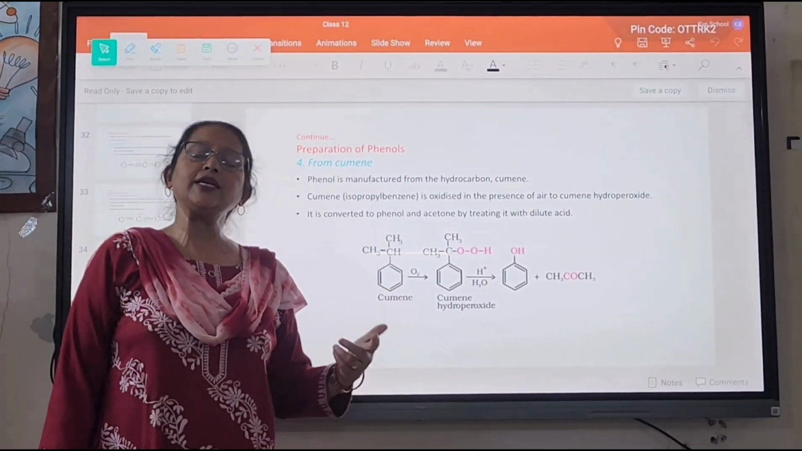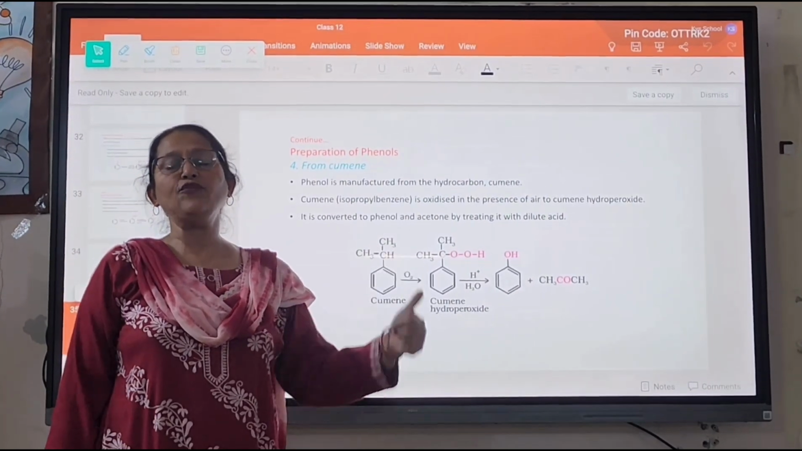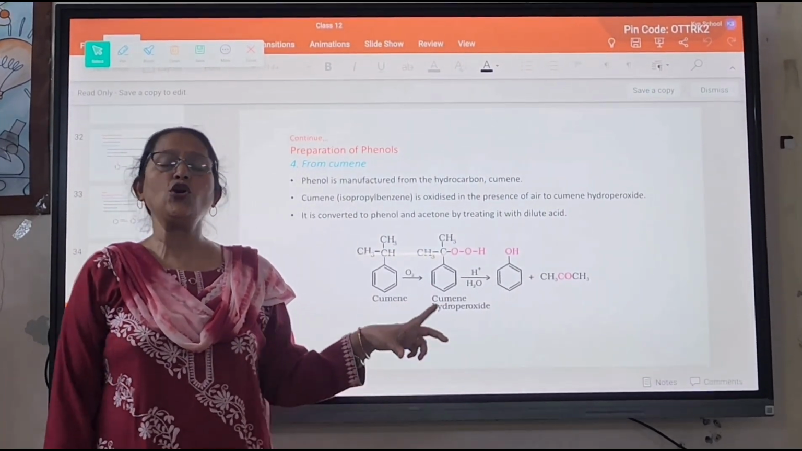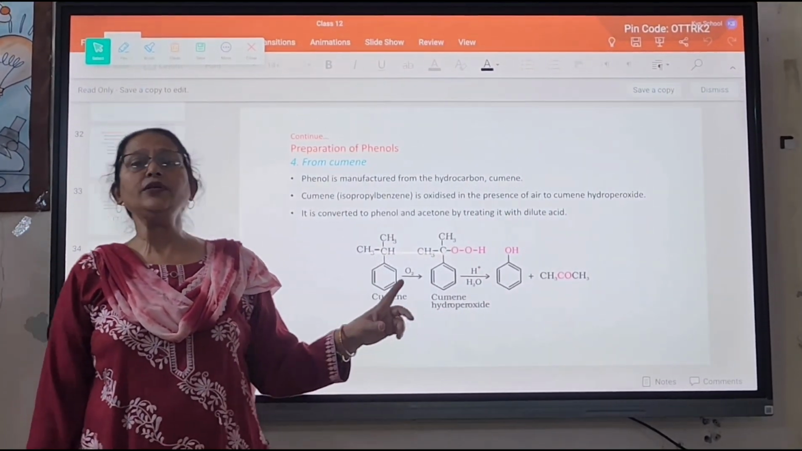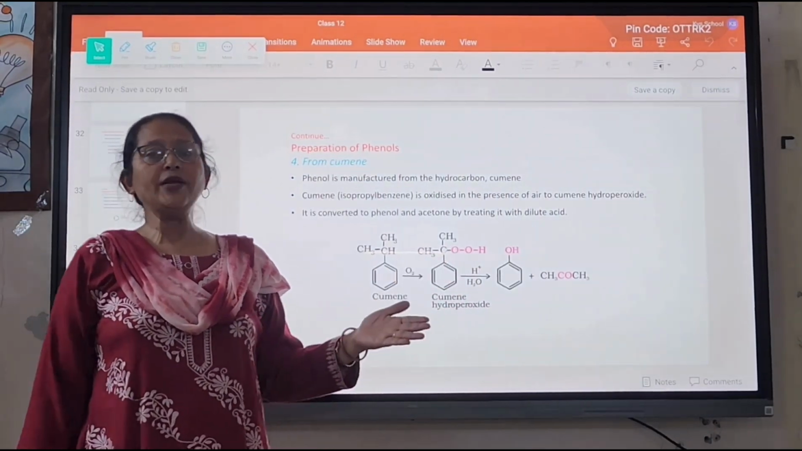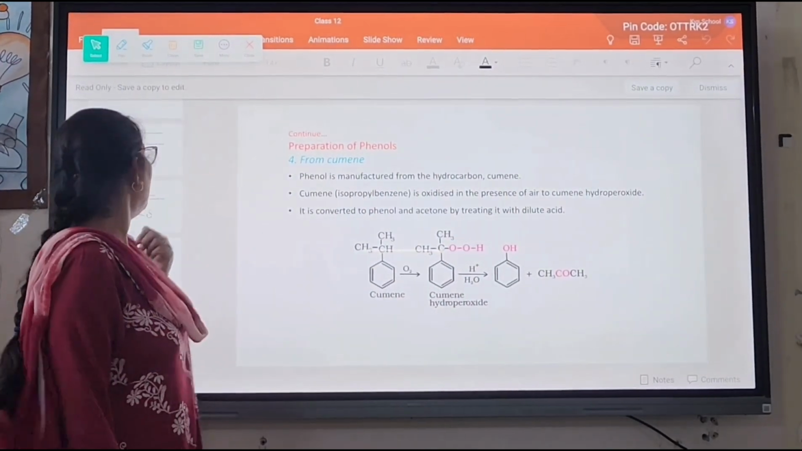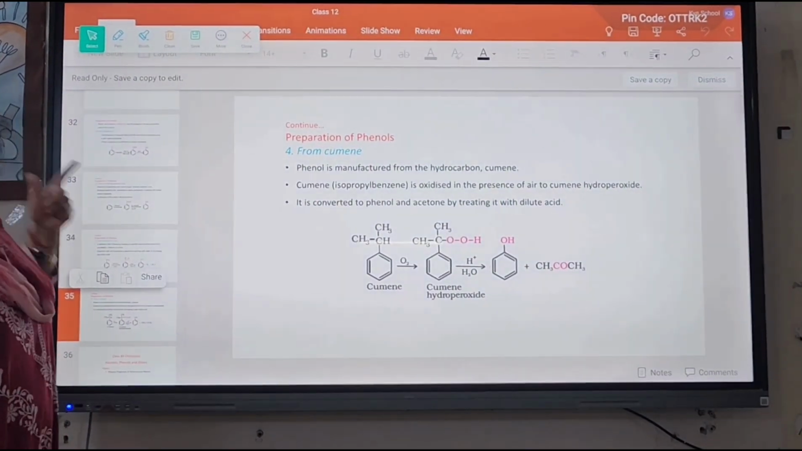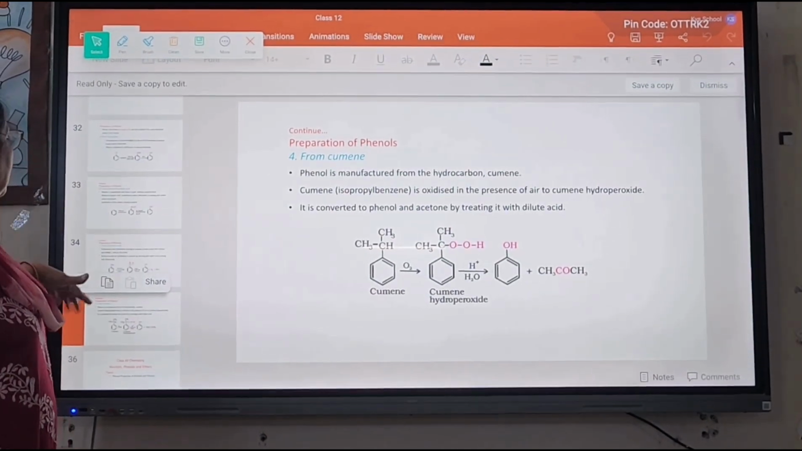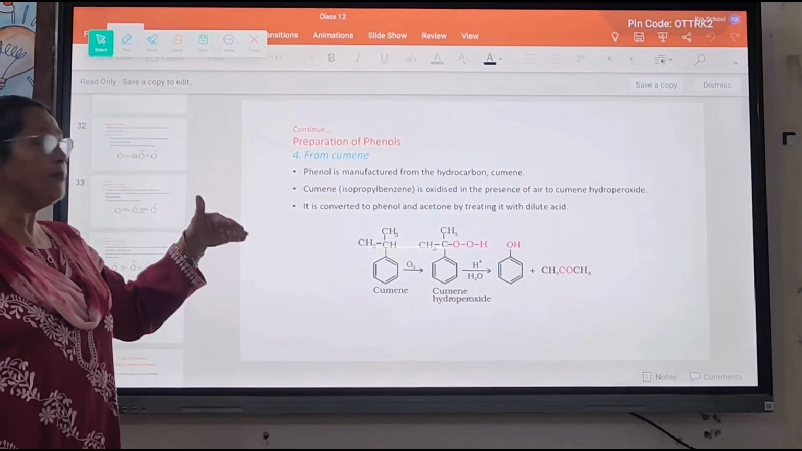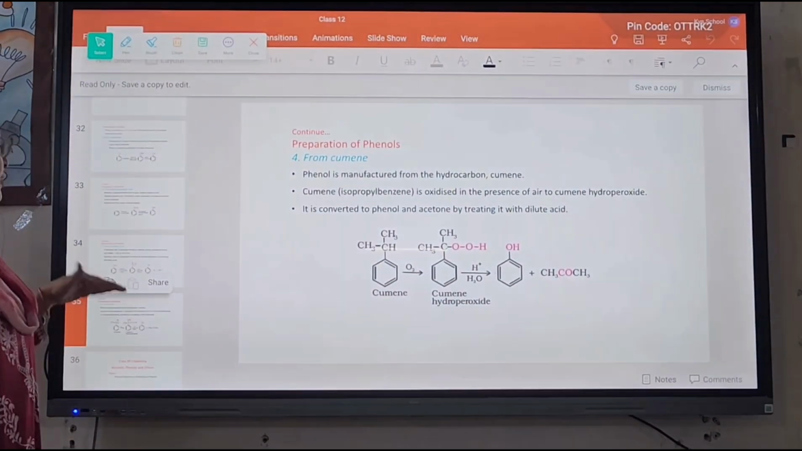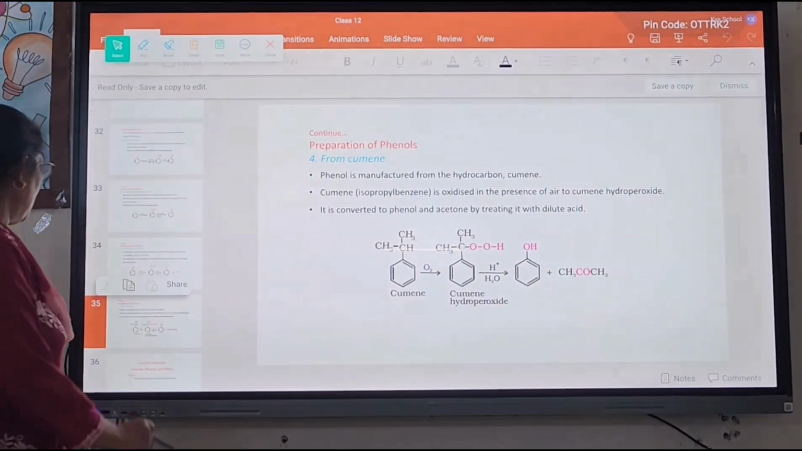So once again I am going to summarize that there are four methods for the preparation of phenol. Number one, with chlorobenzene. Number two, with oleum and benzene. The third one is benzene diazonium chloride, and the fourth one is by cumene.